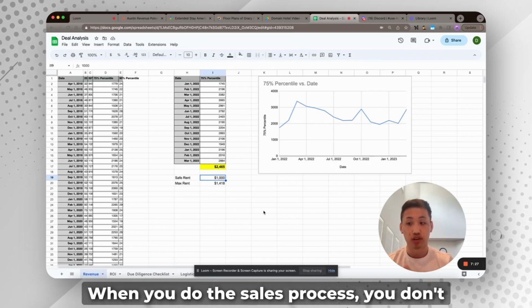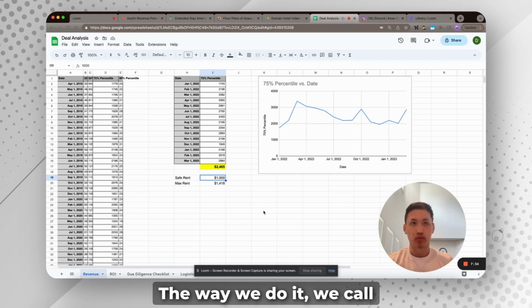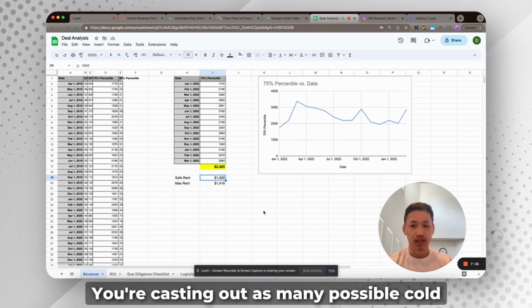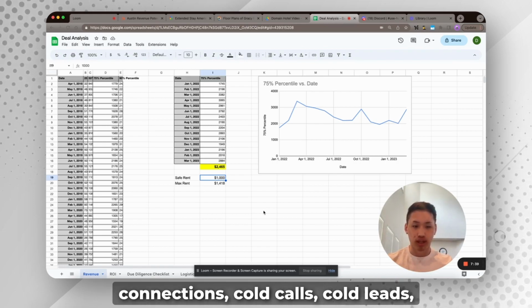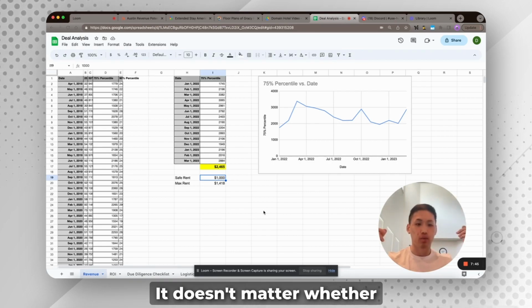So when you do the sales process, right? Let me backtrack a little bit. When you do the sales process, you don't have to do the deal analysis at the beginning of the sales process, right? The way we do it, we call it a funnel or a net, right? You're casting out as many possible cold connections, cold calls, cold leads, etc. You're going to get a huge funnel of leads.